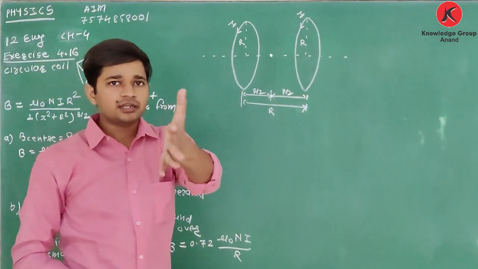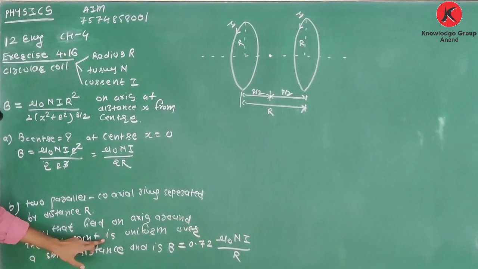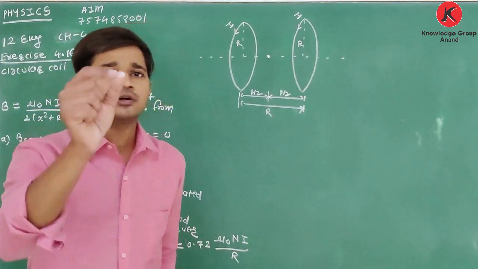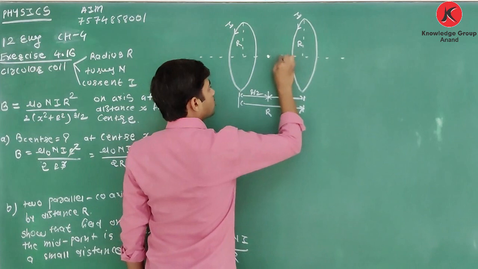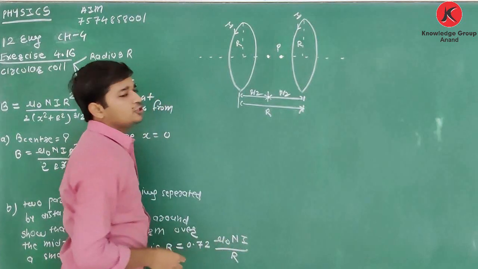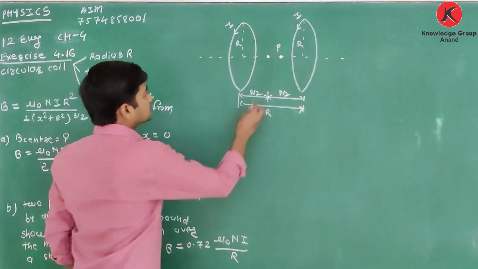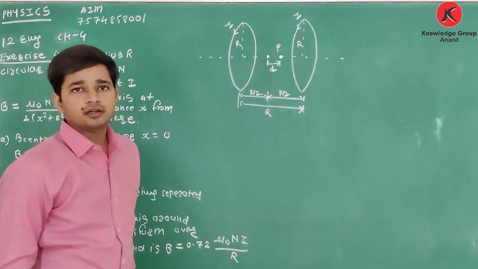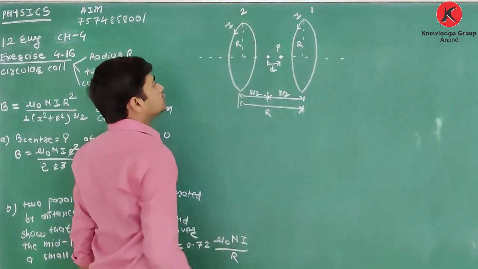But you do not have to find the magnetic field at the midpoint. See, show that the field on the axis around the midpoint is uniform over a small distance. So I am taking one point, point P, and at this point P you have to find the magnetic field, around the midpoint, over a small distance. So I am assuming this distance is d. Clear about this? Let this be coil 1 and this be coil 2.